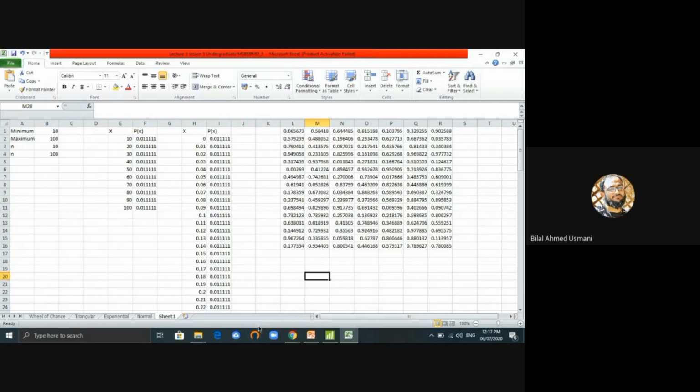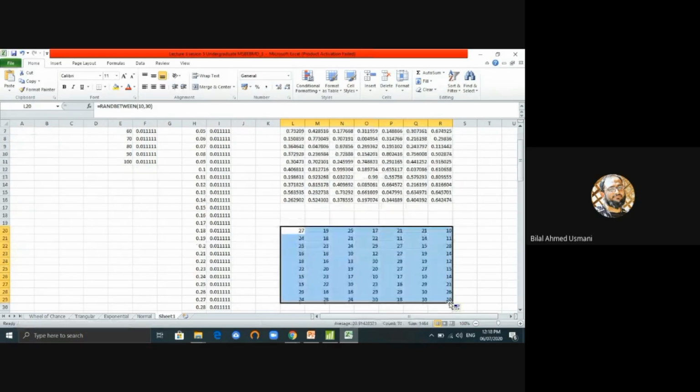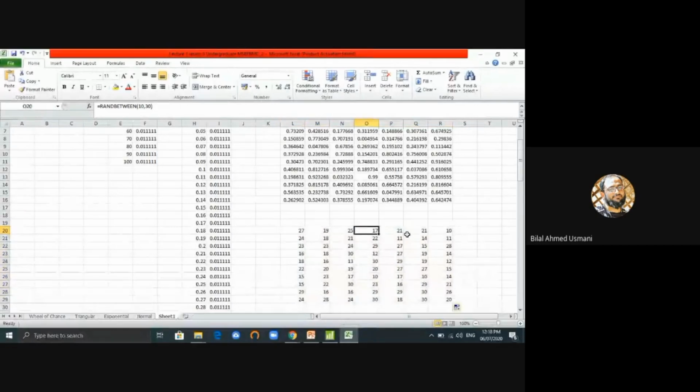And there is another function called RANDBETWEEN. Say, between 10 and 30. It would always generate random variables between 10 and 30, and the probability of selection of each random variable would be 1 over 30 minus 10. So there are commands called RAND and RANDBETWEEN.